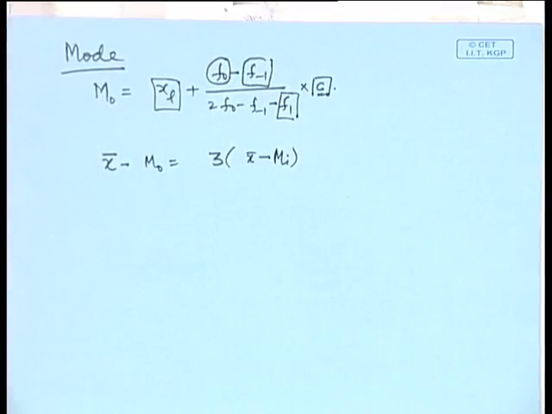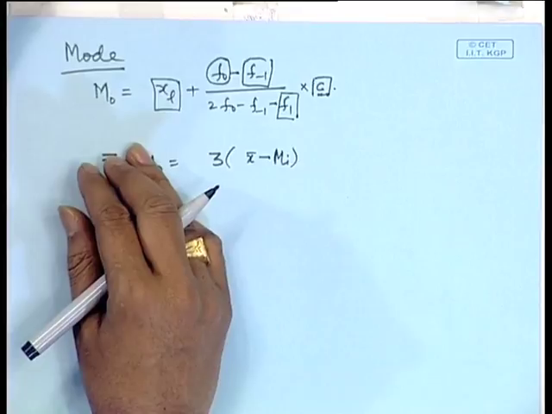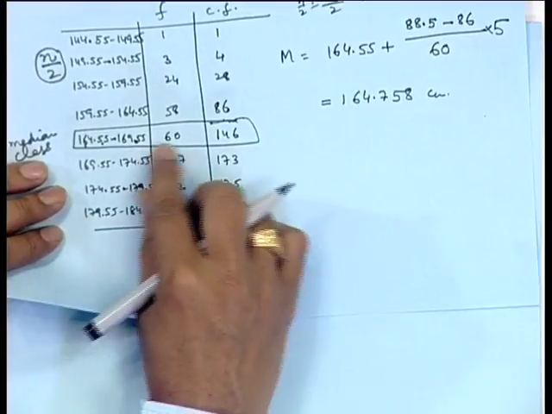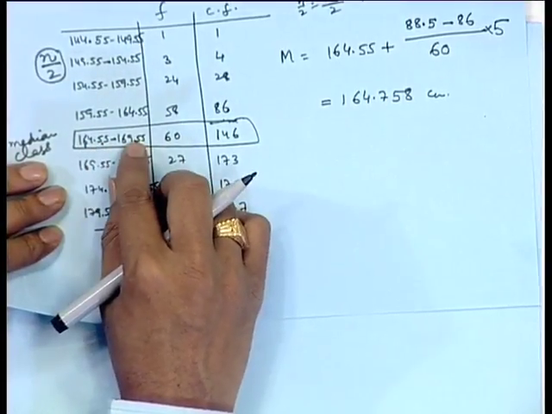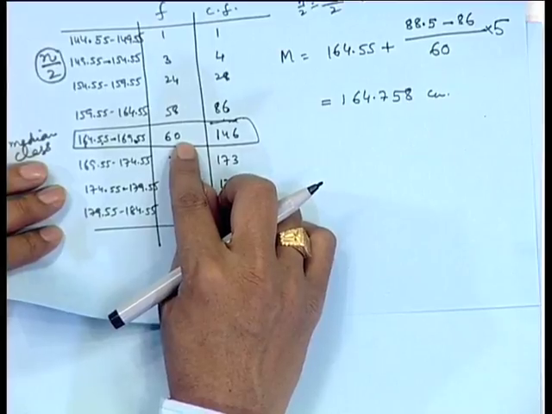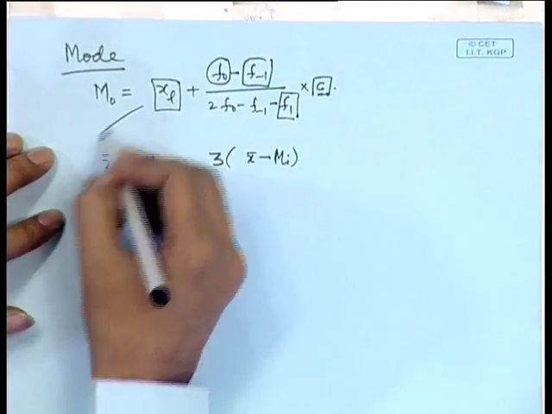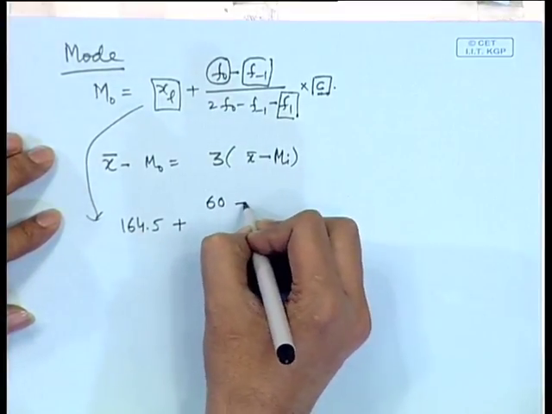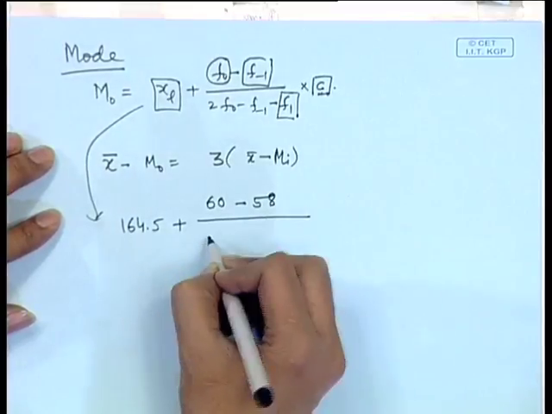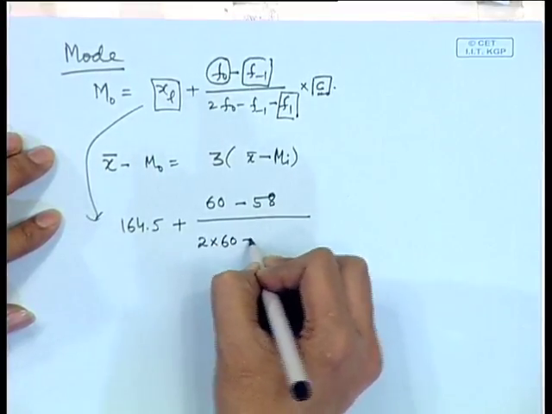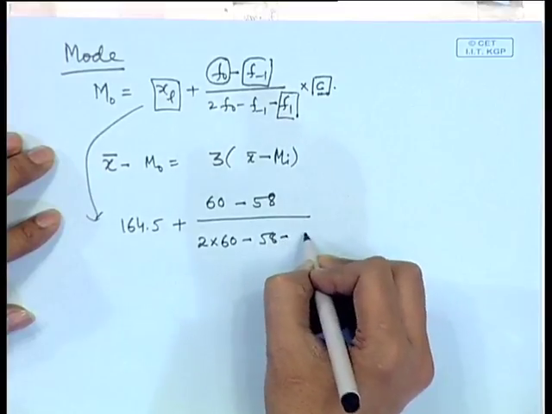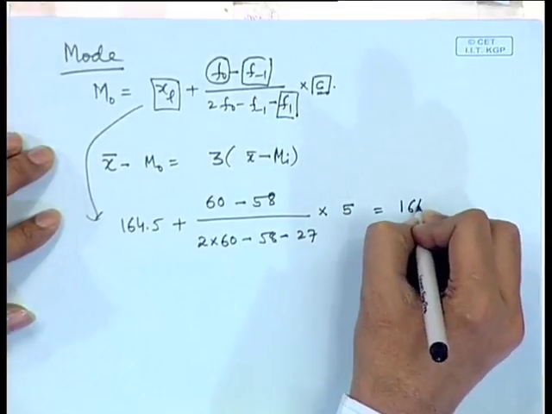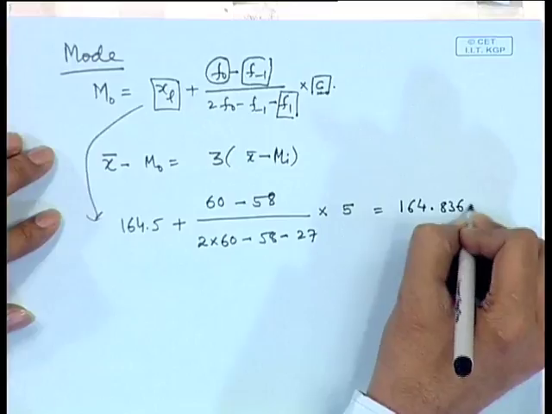If we consider the frequency classified data that is given in this particular table, then you can easily see that the modal class is 164.5 to 169.5, because this is having the highest frequency. So, for this, x L is 164.5 plus 60 is the frequency of the modal class, 58 is the frequency just before that, then twice f naught minus f minus 1 minus f 1, that is the frequency of the next class, into the length of the class interval. After simplification, it turns out to be 164.836 centimeter.